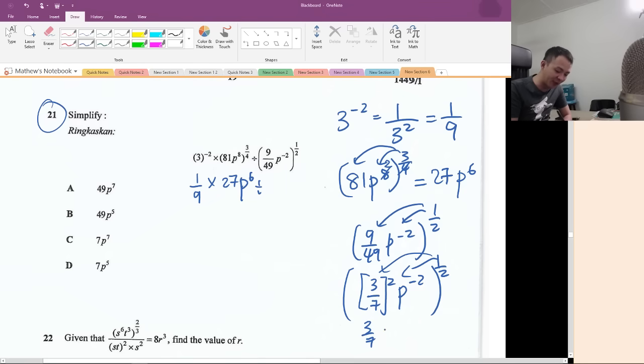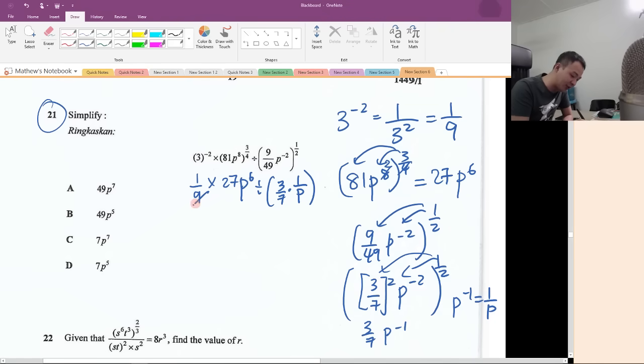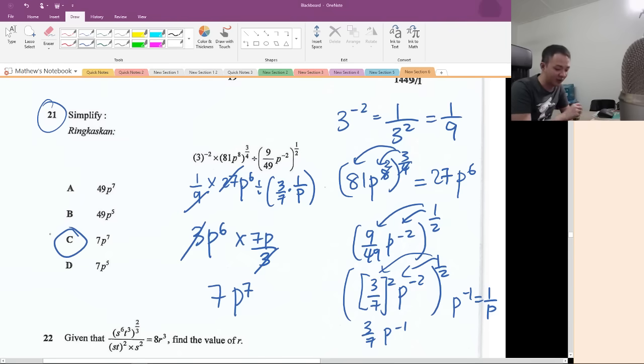Negative 2 and half, you get p negative 1. So divide 3 over 7, p negative 1. Just now I said p power negative 1 means 1 over p, doesn't it? So I will change this one to 1 over p. Multiply 1 over p. Alright, so this one I simplify. I left 3p power of 6. Divide I change to multiply. This one I need to flip over, becomes 7p over 3. 3 and 3 I cancel. I get 7. p^6 times p power of 7. So I get C, right.